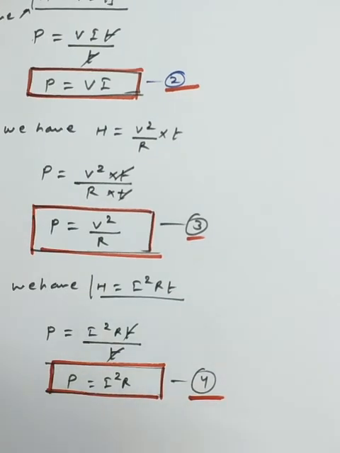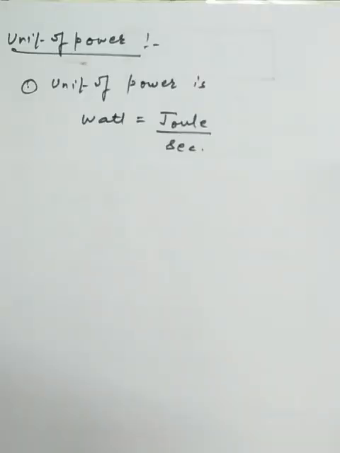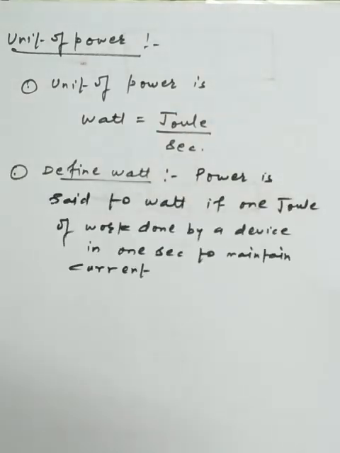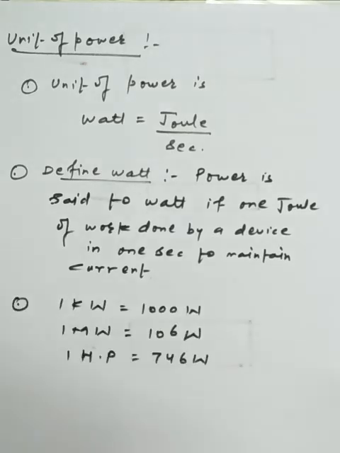Now we will talk about the unit. The unit of power is the watt, and the watt is equal to joule per second. So we can state the definition of 1 watt: power is said to be 1 watt if 1 joule of work is done by a device in 1 second to maintain the electric current in a circuit. Now we have some bigger units. 1 kilowatt is equal to 1000 watt, 1 megawatt is equal to 10 raised to power 6 watt, and 1 horsepower is equal to 746 watt.